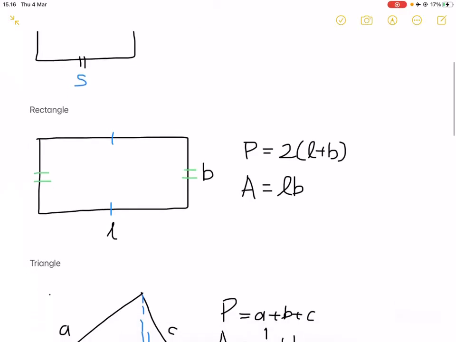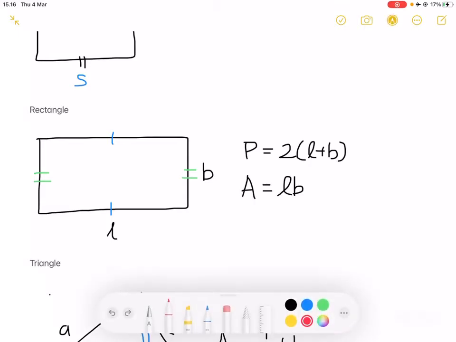Next we're going to talk about the rectangle. The rectangle has 2 pairs of equal sides. I'm just going to call the longest side L for length, and the shortest side B for breadth, or sometimes called width. So the perimeter is 2 times, in parentheses, L plus B.